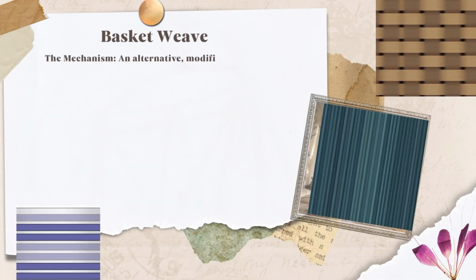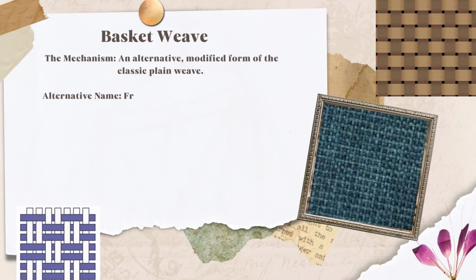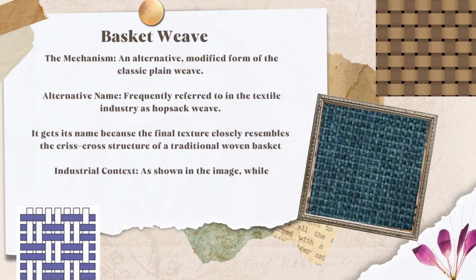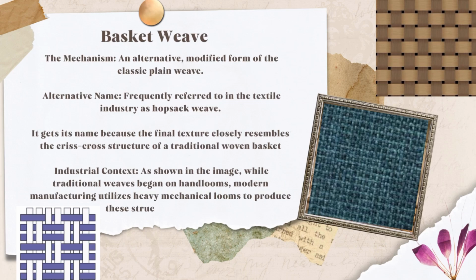Today, industrial factories use computers to produce these at a massive scale. It gets its name because the final texture closely resembles the crisscrossed structure of a traditional woven basket. As we can see in the given picture clearly.